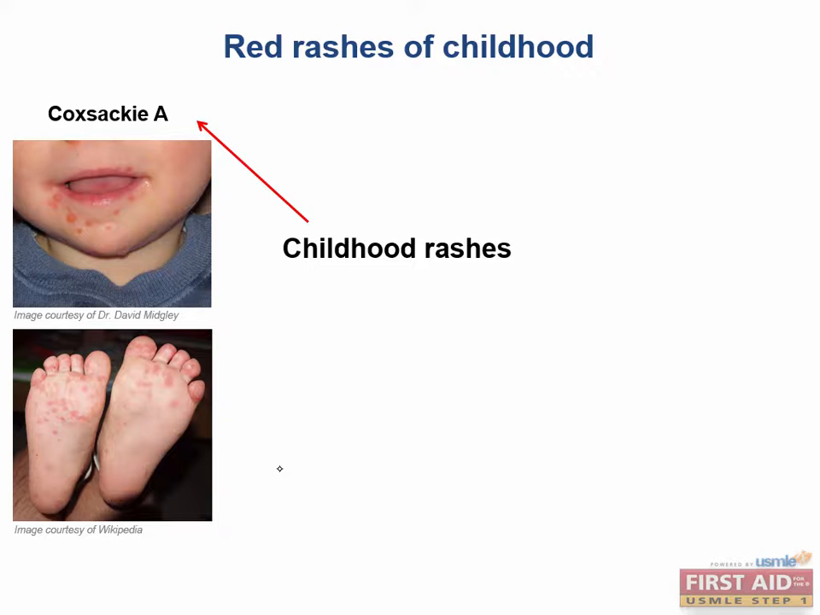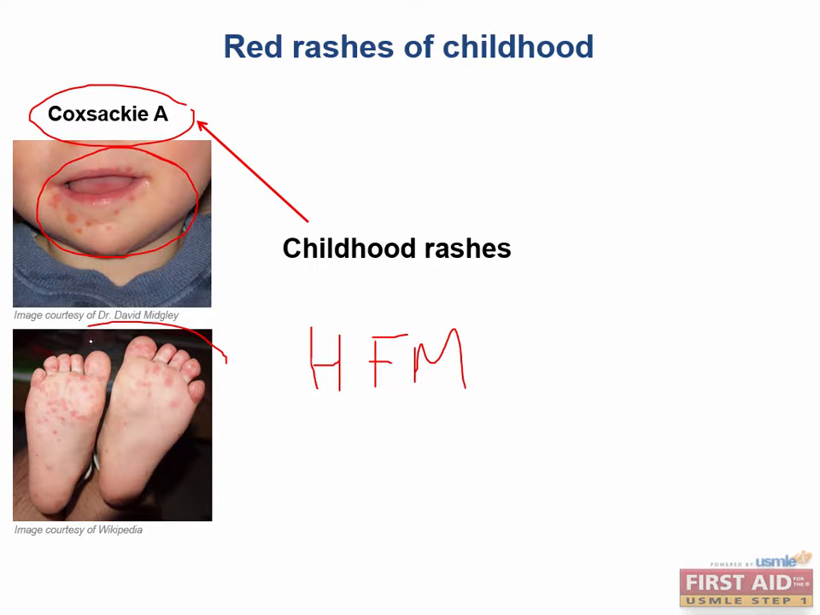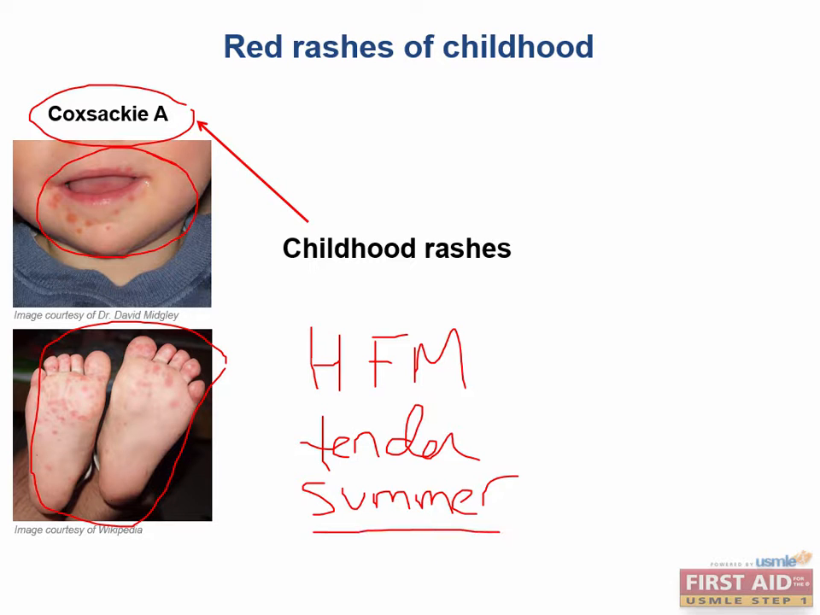First, starting with Coxsackie type A, this virus can cause hand, foot, and mouth disease. This is a very common vesicular rash that's seen periorally or around the mouth, and it is also seen on the palms and soles of the feet. These spots are tender, and the disease is very common in children in the summer months.